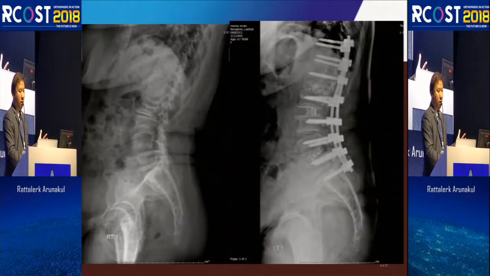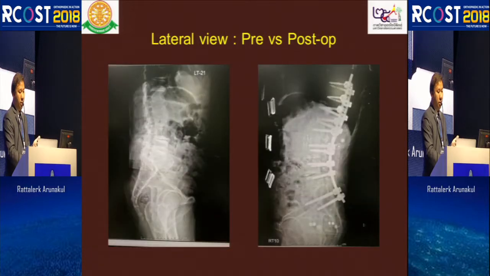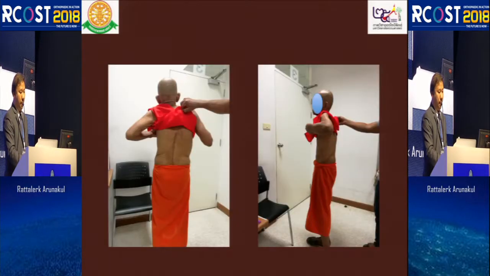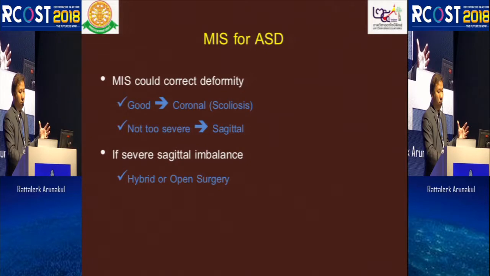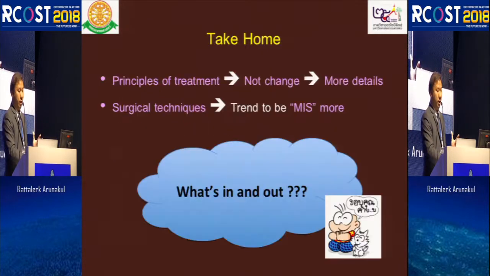If you compare pre-op and post-op, it improved a lot. Or this case, severe scoliosis but the sagittal profile is not so bad, so this was performed as a hybrid as well. So MIS can correct deformity. It's good for coronal correction, but not too severe. The sagittal profile you can correct with MIS, but if there is severe sagittal imbalance, you have to do hybrid or open surgery.